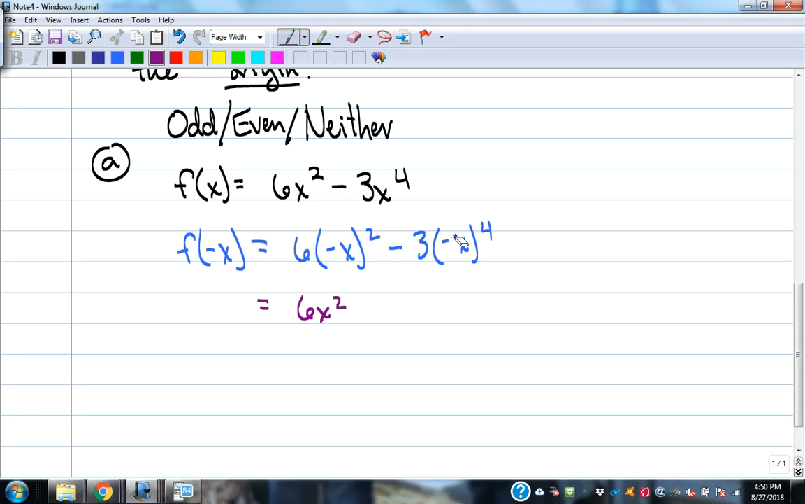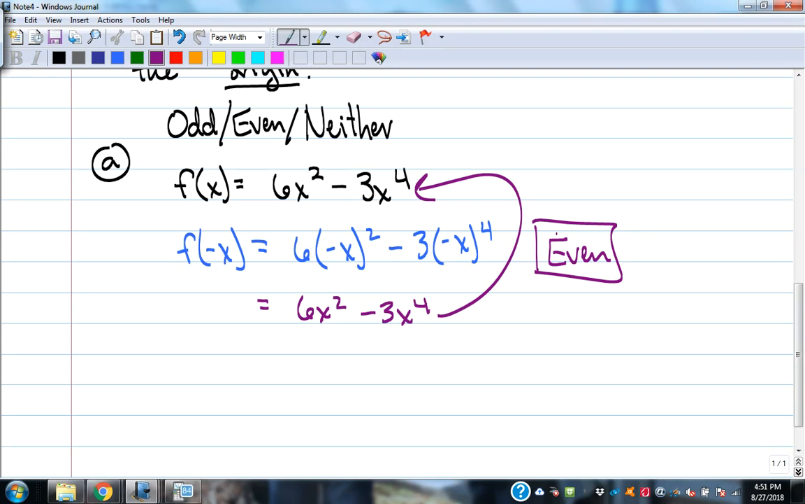What happens when I take a negative x and raise it to the 4th power? Does it stay positive, or does it become negative? It goes back to positive. Negative 3 times positive x to the 4th is negative 3x to the 4th. What does that look like? It's the same as the original, right? So this is an even function.